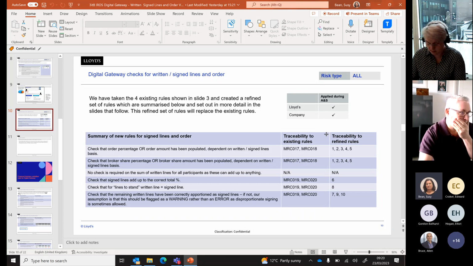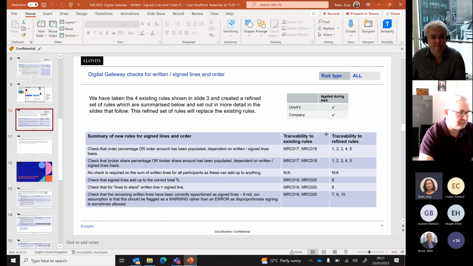Then at sign line stage, check that the sign lines add up to the correct total percentage. That at the moment is rules 19 and 20, so we've moved that to rule 6. Check that for lines to stand, the written line equals the sign line. That's rule 8. And then check that the remaining written lines have been correctly apportioned as sign lines.